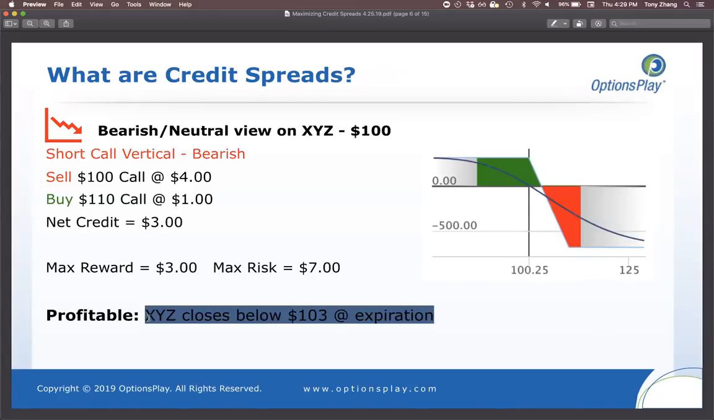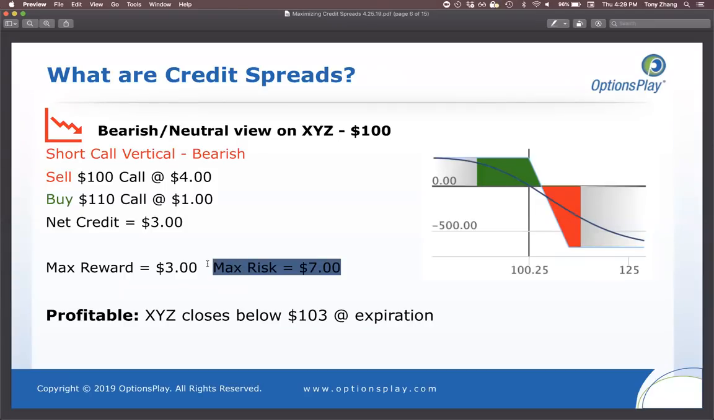And only if the stock rallies significantly do I start risking more money. And my max risk is $7. So if it goes to even $200, I'm still only risking $7 on this particular trade. So as you can see, this strategy gives me what you would consider a pretty high probability of profit, because if the stock stays where it is, moves a little higher, moves a little lower, I can still make profit. That can't be said for many other strategies.